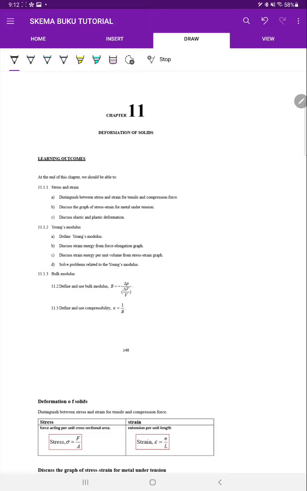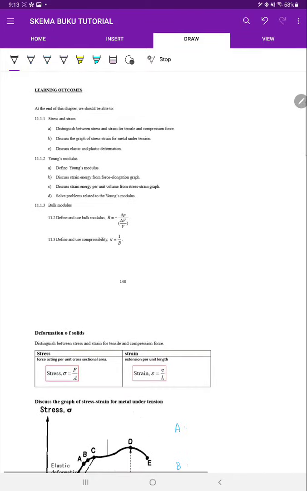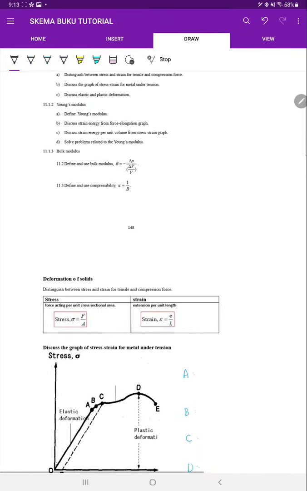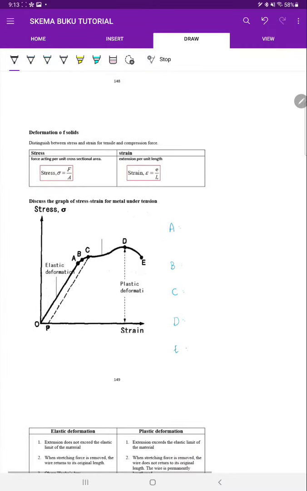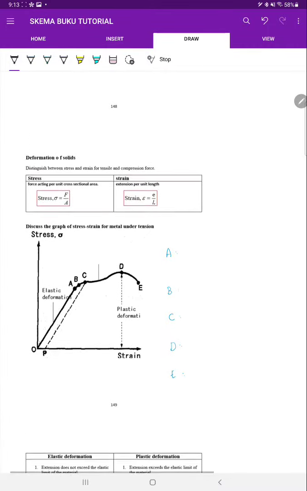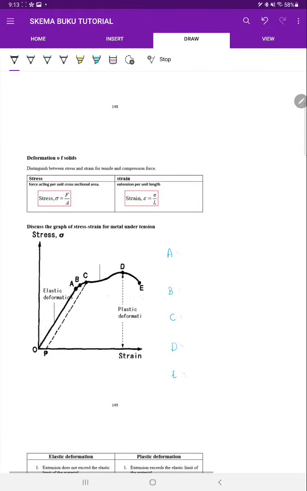So kita continue dengan chapter 11, deformation of solid. For this topic we have three learning outcomes, 11.1, 2 and 3. I cover all of these learning outcomes. The first one, stress and strain.